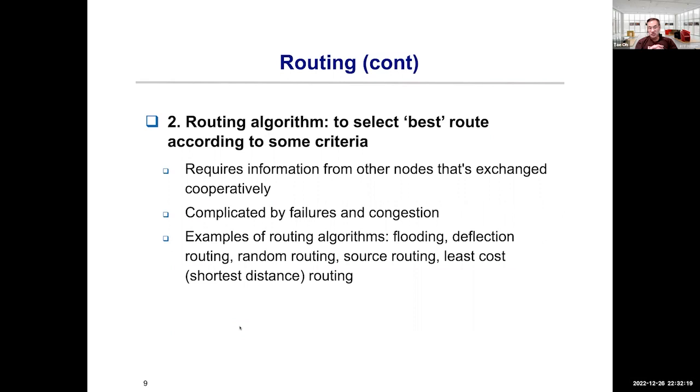It may require you to have a connection-oriented service once you have a routing always selected. So there are different routing algorithms. There's flooding, deflection routing, random routing, source routing. Typically source routing is what's being used in most cases, with a Dijkstra algorithm, Bellman-Ford. And there's least cost routing, which utilizes the least amount of resources.